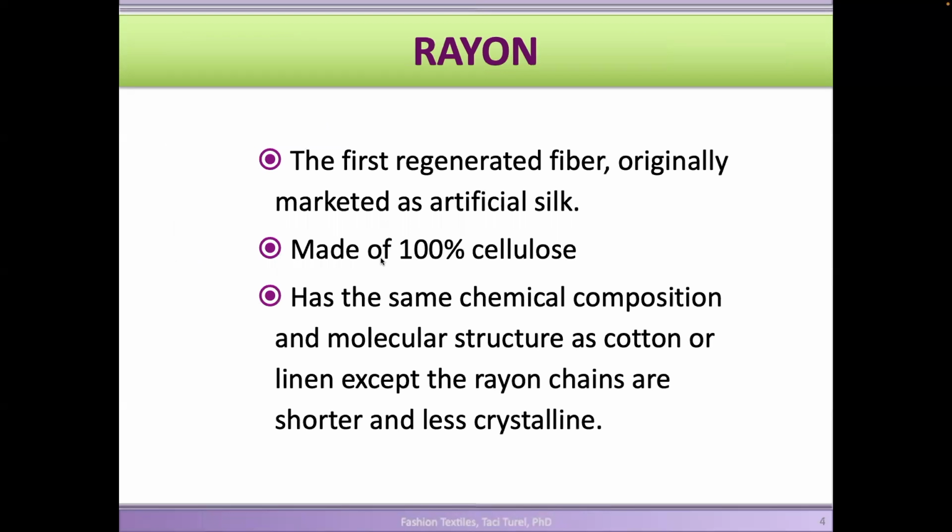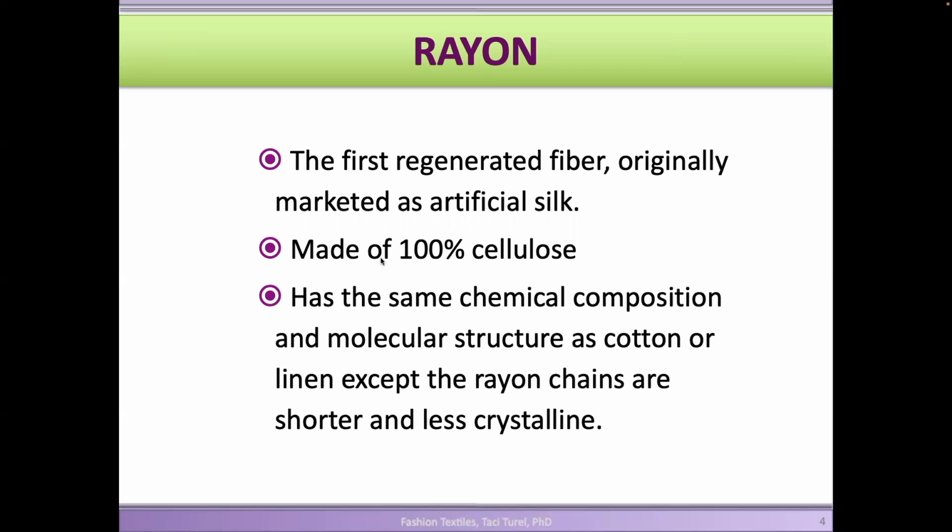We're going to start talking about rayon. Rayon is kind of a popular regenerated fiber. It was also the first fiber that was regenerated. When it first came out, they marketed it as artificial silk because it was kind of silky and flowy. It had good drape. It's made of 100% cellulose. So it looks a lot like cotton. It has a chemical composition and molecular structure similar to cotton. It doesn't really look like cotton when you make the fabric.